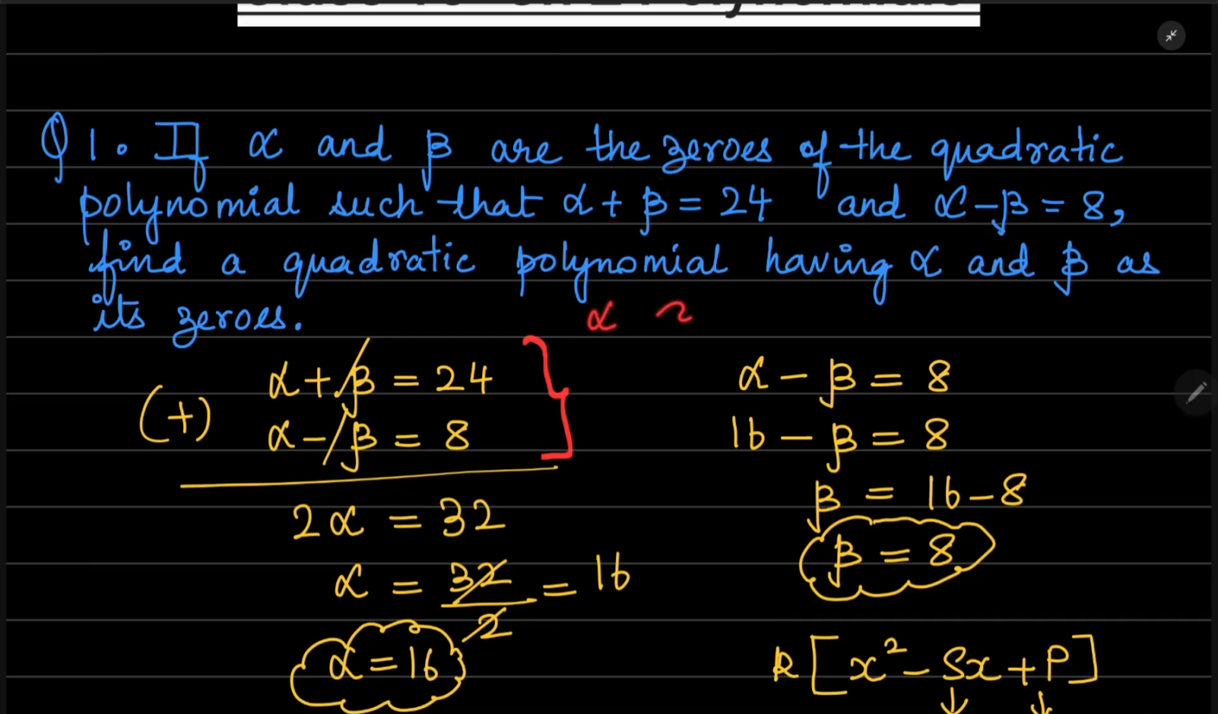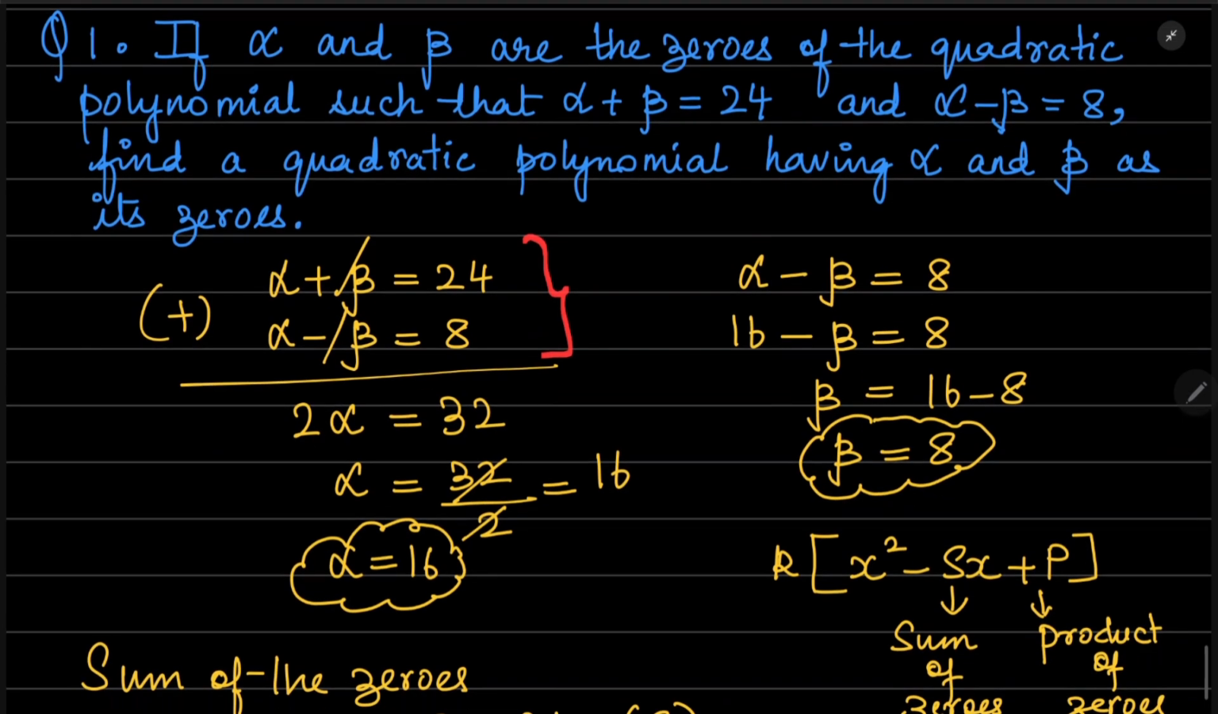So if you just add them, what will happen? Alpha plus beta plus alpha minus beta. Just add the RHS and LHS. 24 plus 8. This also you can do. Beta gets cancelled. So 2 alpha equal to 32, alpha is 16. So it's the same thing, right? If you're just adding both these LHS and RHS together also, it's fine.